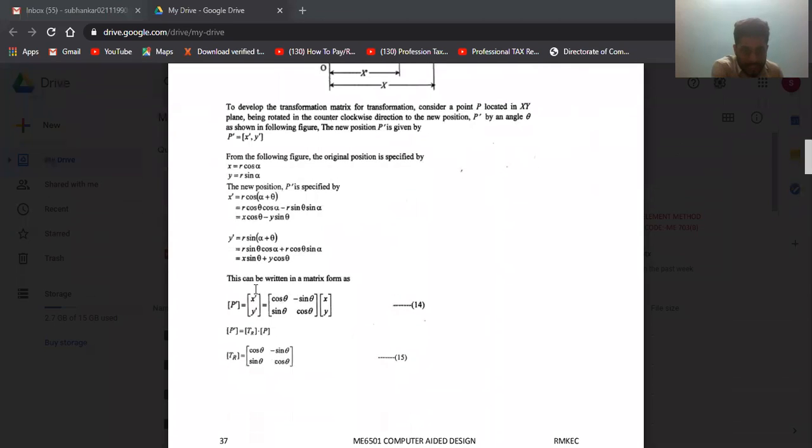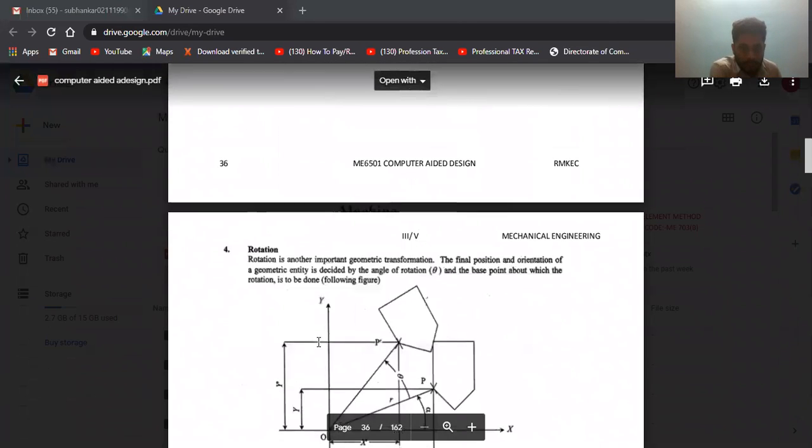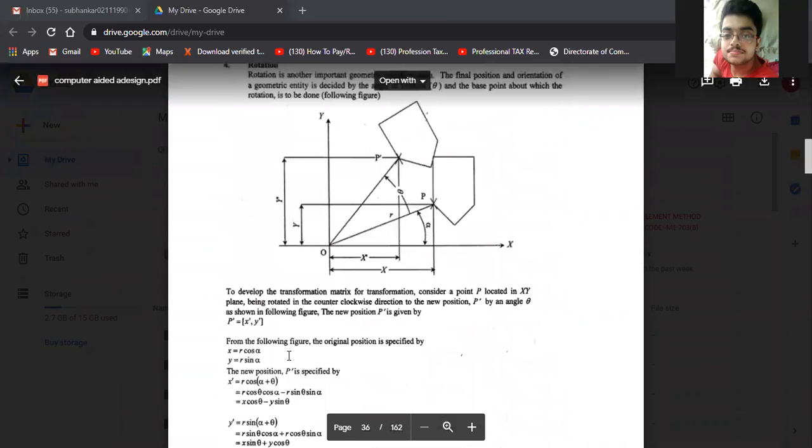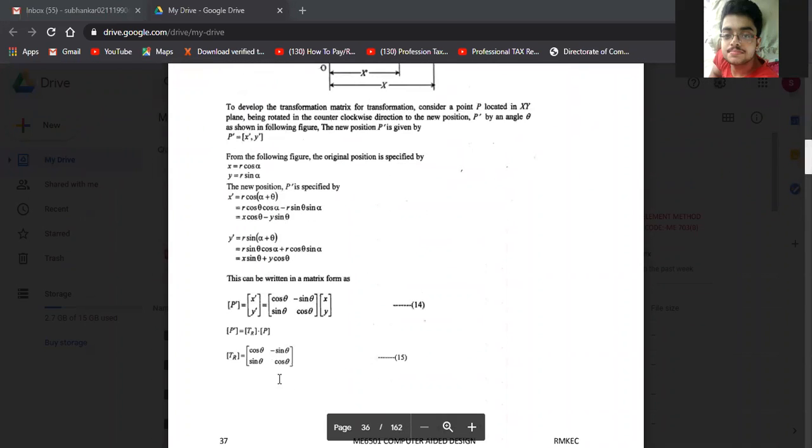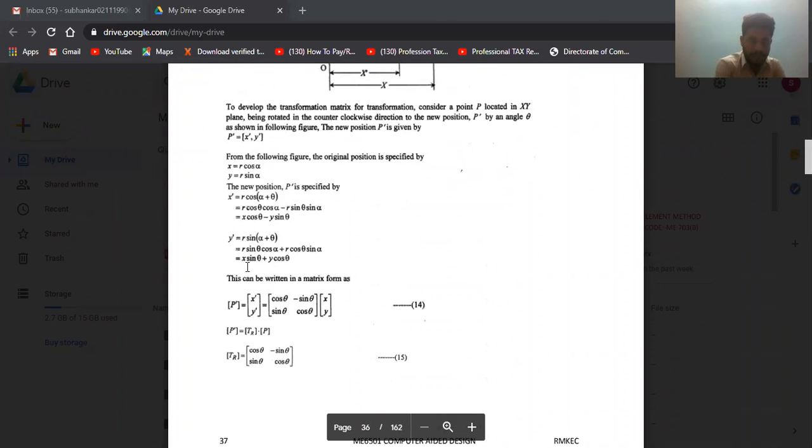So I can write x into sin theta plus r sin alpha. R sin alpha is what? R sin alpha is y. So I can write y cos theta. That means the new coordinate point y dash becomes x sin theta plus y cos theta.